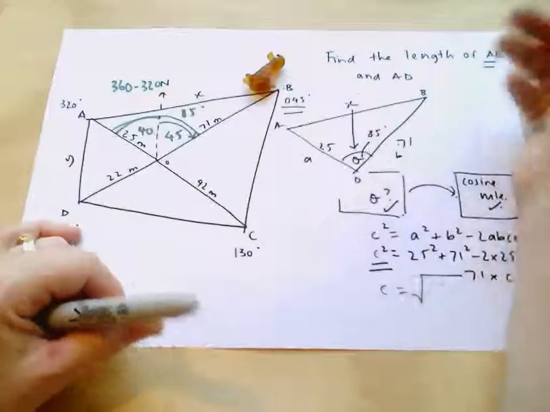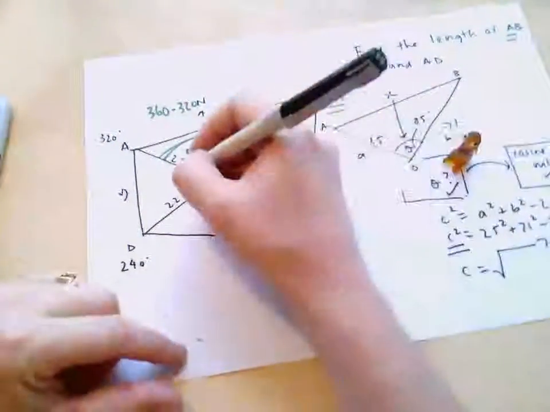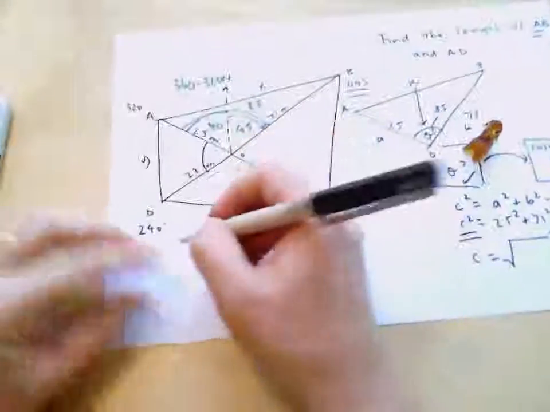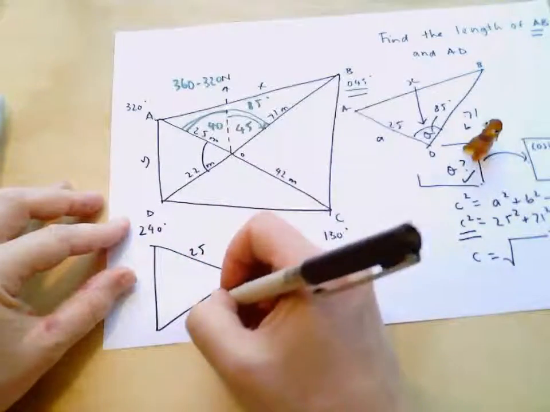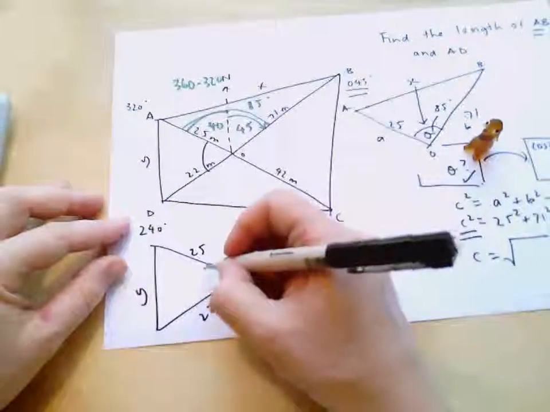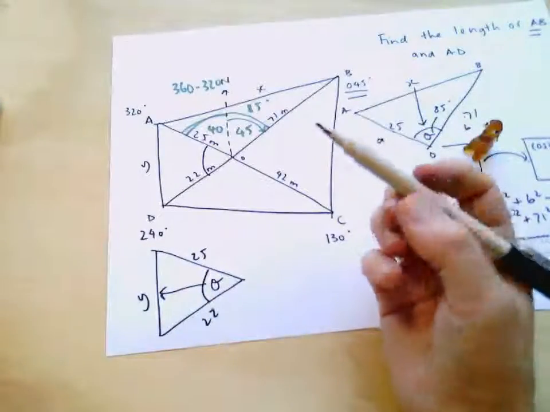That'll give me AB. AD is going to be similar, it's just a slightly different calculation to work out the angle. So same, I've got two sides, here's my triangle. I've got two sides, 25, 22. I'm trying to find that, but I need this angle, the one opposite. How do I work it out in this case?